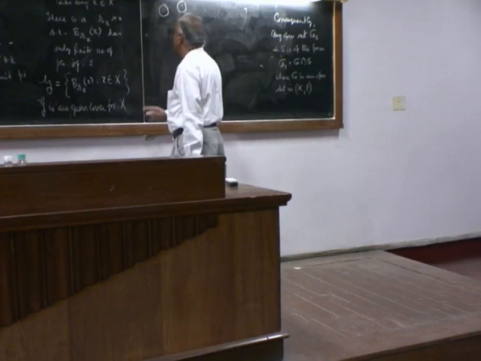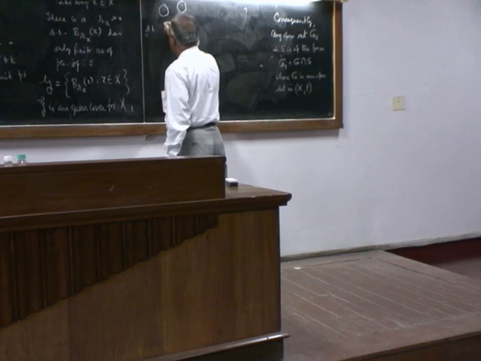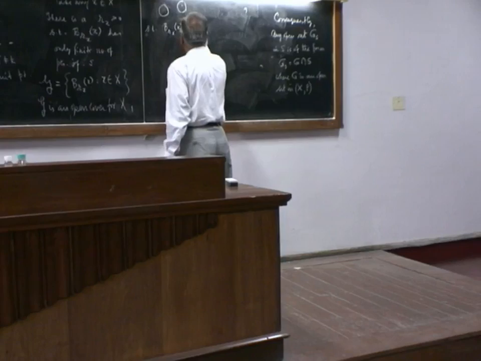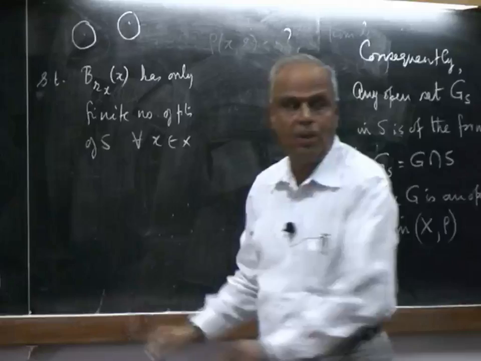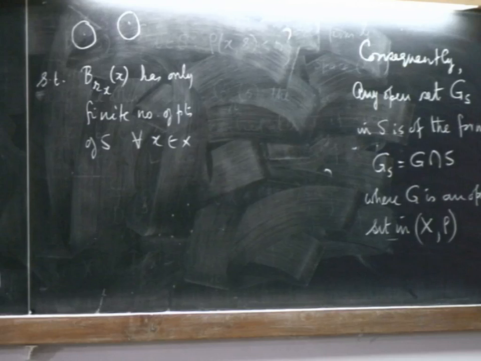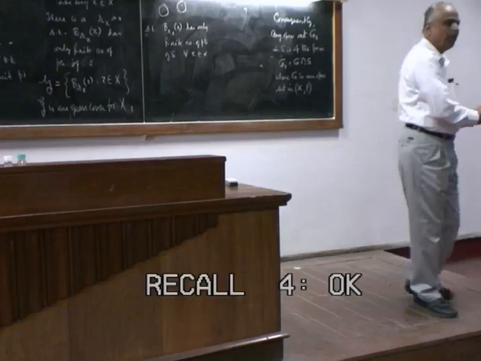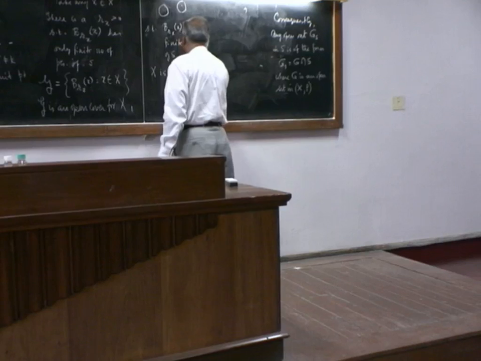What else can I say? An open cover for X such that B(x, r_x) has only a finite number of points of S for every x in X. Every one of these open balls can contain only a finite number of points, the way we have constructed it. Is that clear? The construction is important. Every point is not a limit point. Therefore, there is an enclosure which contains only a finite number of points. Take all the enclosures together, they cover X, and now X is compact. Therefore, there exists a finite subcover.